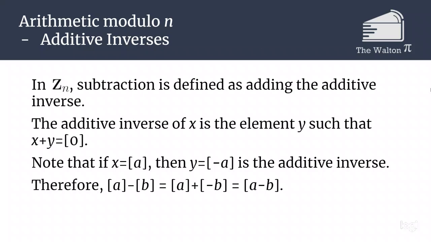So if we want to have subtraction, because we currently only have addition and multiplication, we define subtraction as adding the additive inverse. So the additive inverse is whatever element adds to x to give us the 0 class, or 0. So if x is the class of a, y equaling the class of negative a is going to be the additive inverse. So a minus b is equal to a plus negative b, which is the same thing as the class of a minus b.